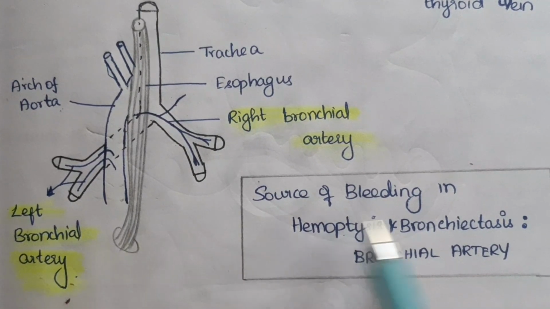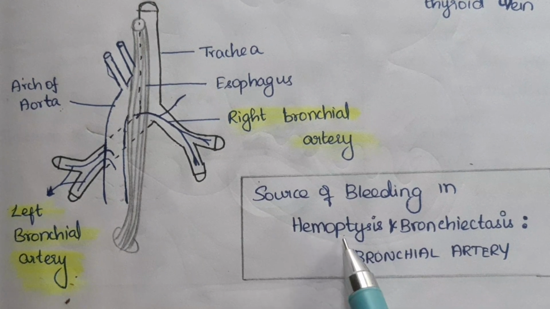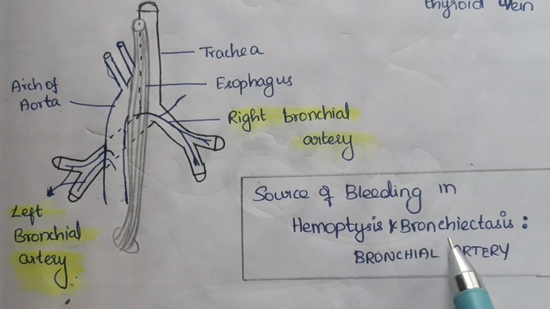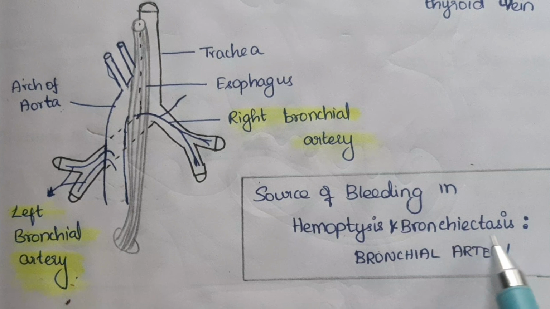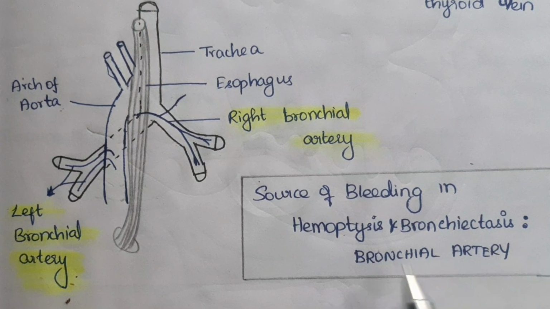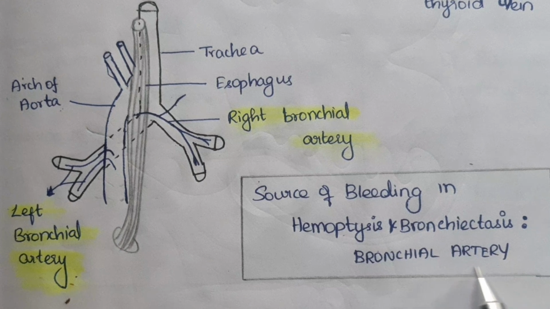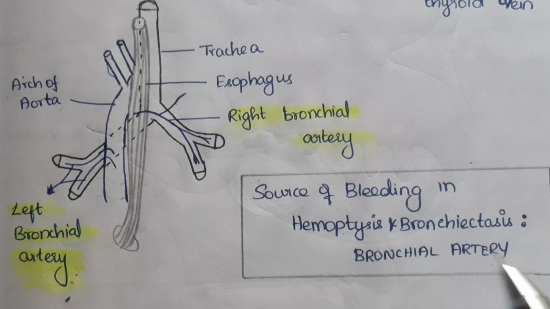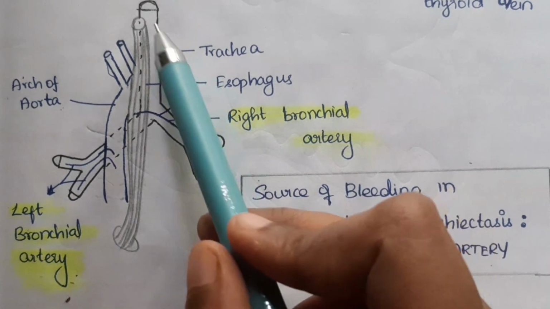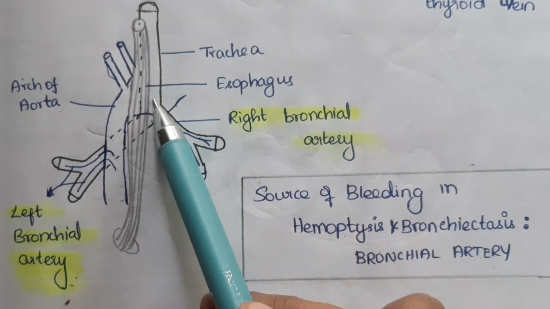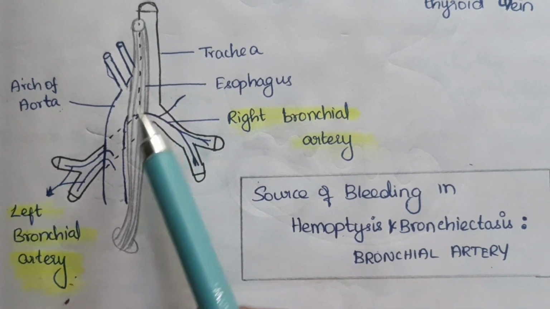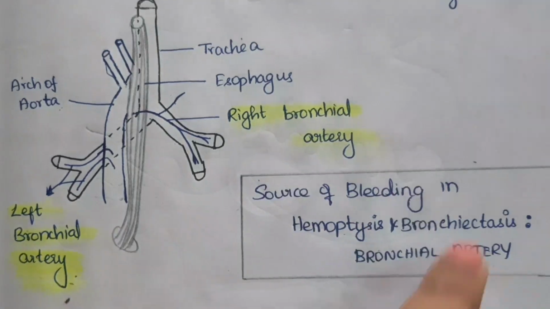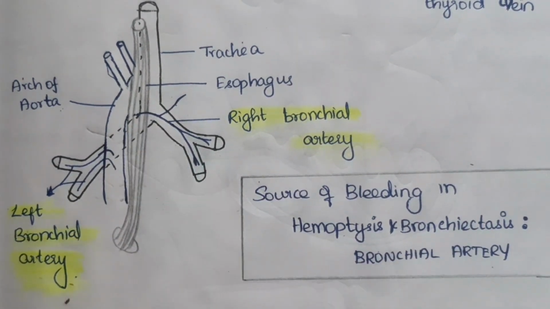Hemoptysis is coughing up blood, and bronchiectasis is a condition in which the lungs' airways become damaged, making it hard to clear mucus. So the most common source of bleeding in hemoptysis and bronchiectasis is the bronchial artery. Here you can see the trachea, and behind the trachea the esophagus is present, and this is the arch of the aorta from which the bronchial artery comes and supplies the trachea and bronchus.